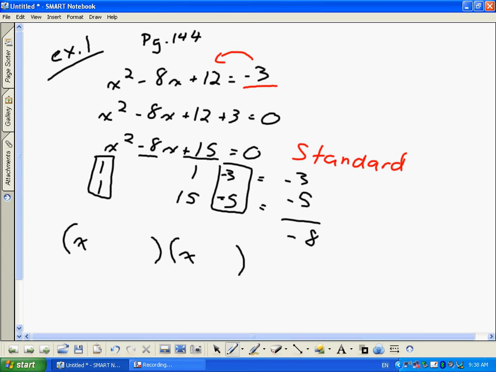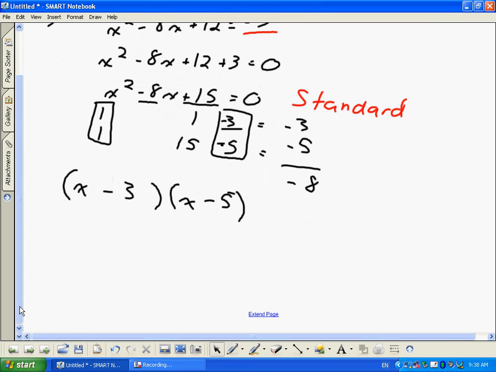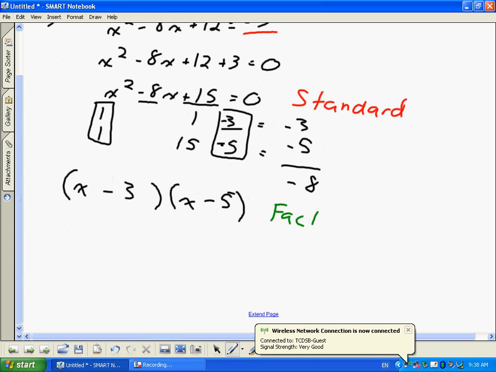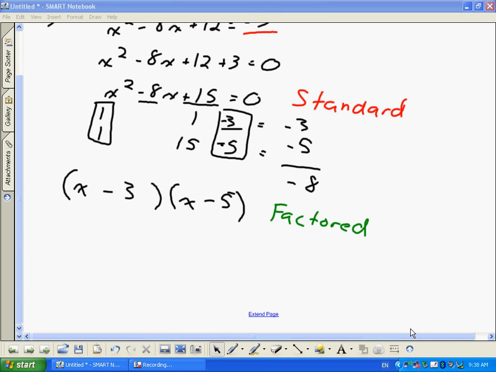Okay. So, now that I have that, pretty simple. I'm about to plug it in, -3 and -5. That's great. So now what I have is my factored form. So I went from standard form to factored form, but I'm still not done. I don't know what the zeros are yet. I don't know what the X-intercepts are, same thing.